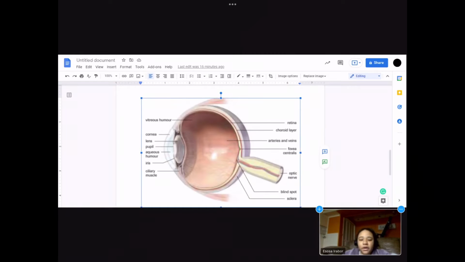Once excited, the nerve message is passed from the rods and cones to the bipolar cells, which in turn relay the message to the cells of the optic nerve. The optic nerve carries the impulse to the central nervous system.